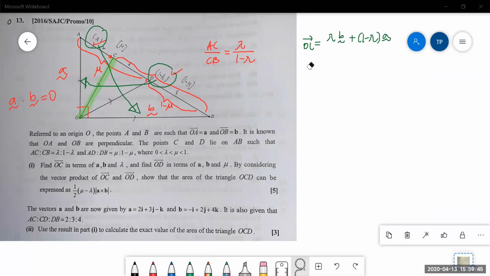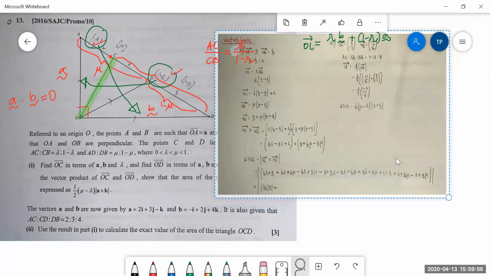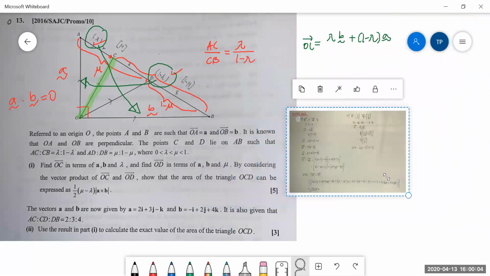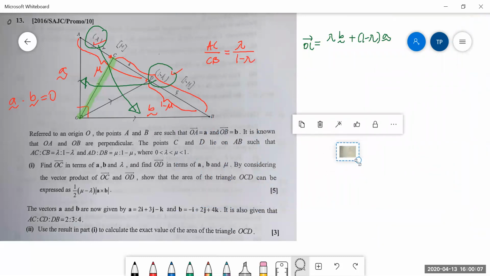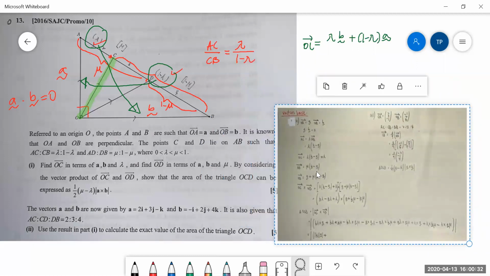So you found your OC in terms of a, b and lambda already. You do a comparison. Is it the same? Yes, it is the same. I totally understand what you are doing. You're using proportion. But at H2 level, we learn ratio theorem. Right? Your answer and my answer are the same. I can get from my answer to your answer by combining the lambda terms, and then I factorize out the lambda.